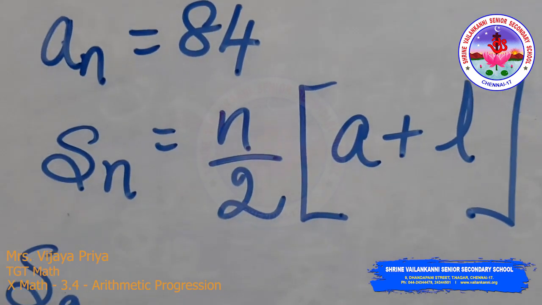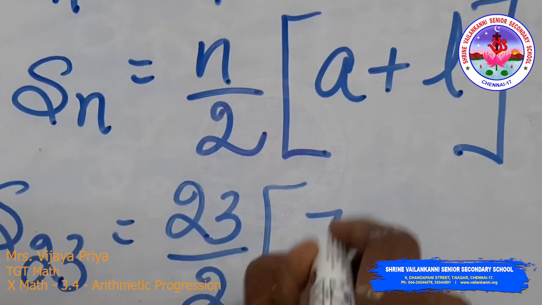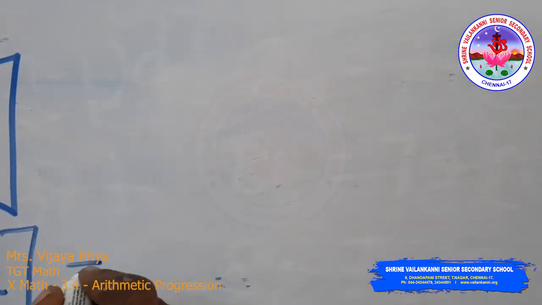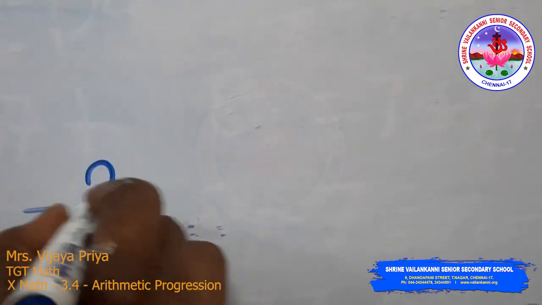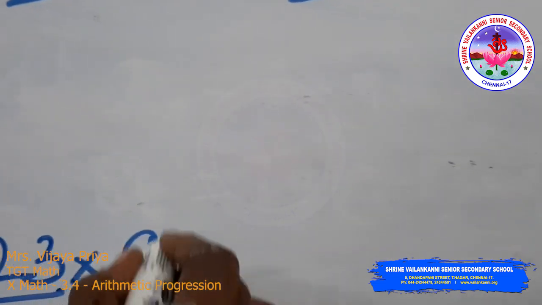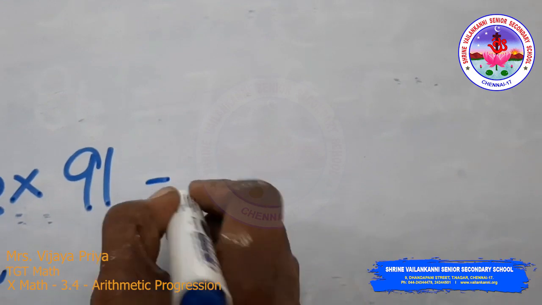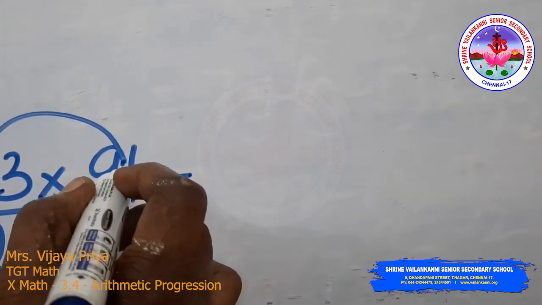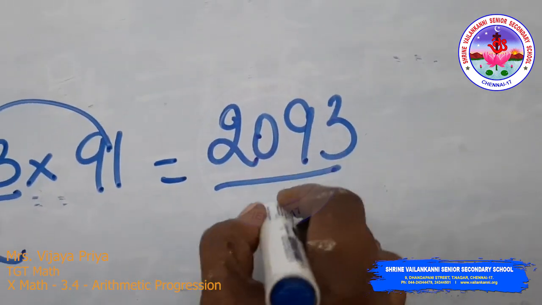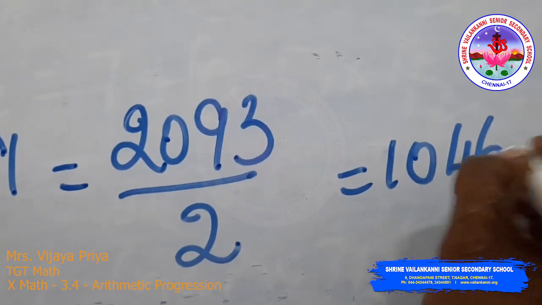So S23 is equal to 23 divided by 2 into a plus l, where a is 7 and l is 84, which is equal to 23 by 2 into 91. Here the 2 does not divide 91 exactly, so I am multiplying the numerators: 23 into 91, which is equal to 2093 by 2, which is equal to 1046.5.